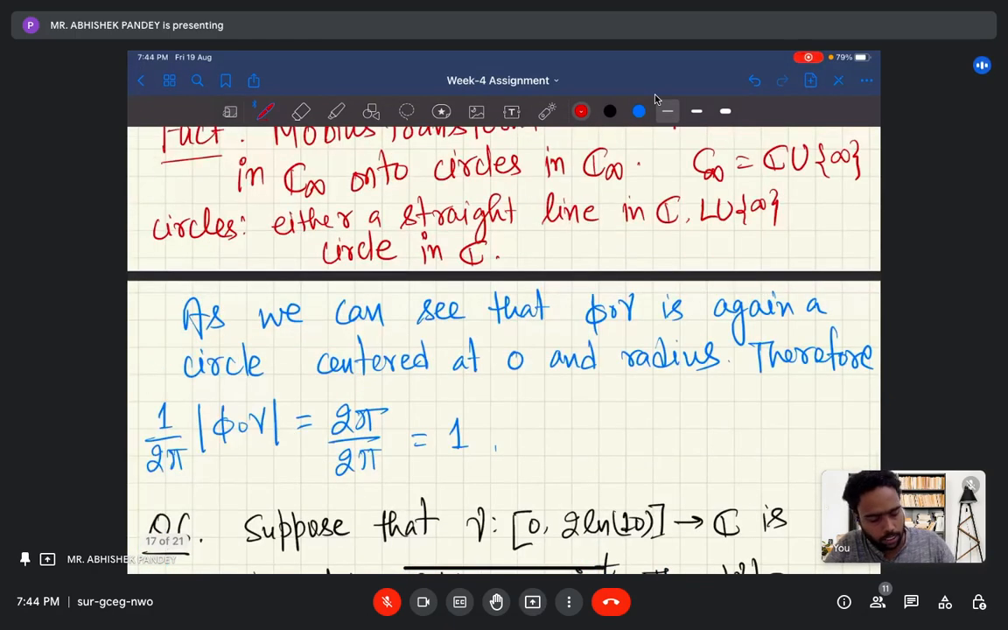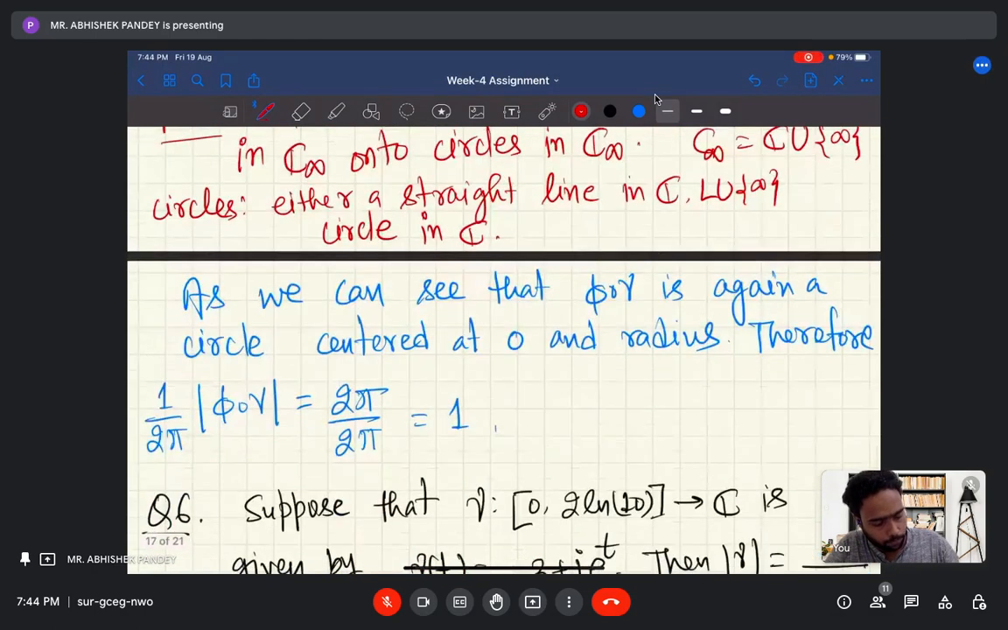As you can see, phi o gamma is again a circle centered at 0 with radius, what is the radius? 1. Therefore, what is this? This will be 2 pi r. r is 1. So 2 pi upon 2 pi equals 1. Is it clear?